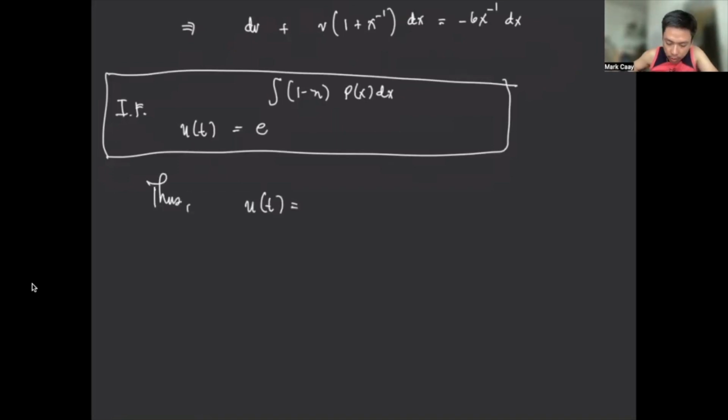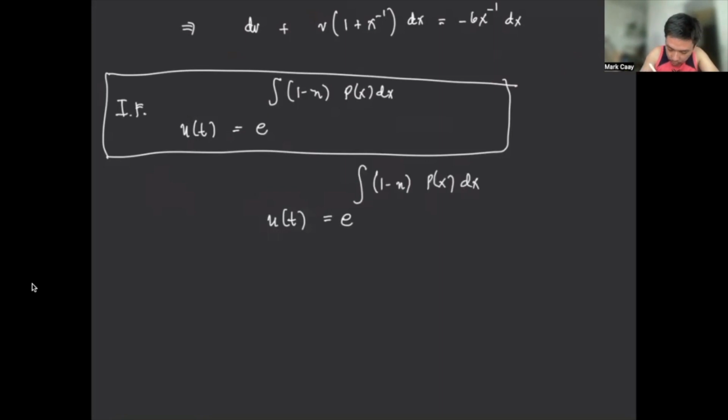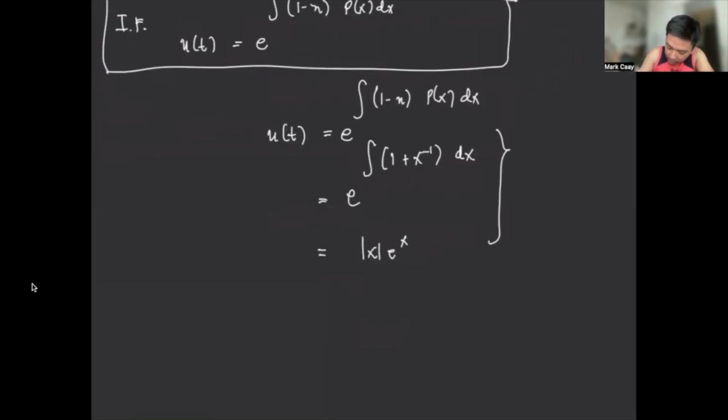Sige, thus, that's equal to e to the integral of 1 minus, ano nga yung n natin? 3. So, I would have my integrating factor as e to the integral of 1 minus n p of x dx. Okay. However, in this case kasi, that's integral of what? Our p of x. So, nagiging ganito. Integral of 1 plus x to the negative 1 dx. And so, if we simplify this, I would get absolute value of x e to the x. So, kayo nang bahala ha. This is basic calculus na lang.